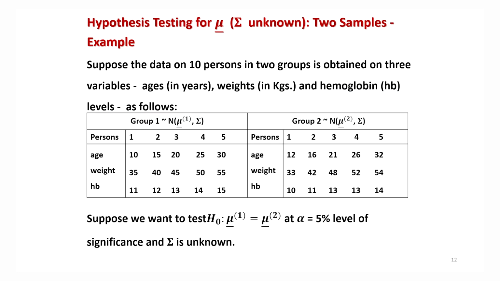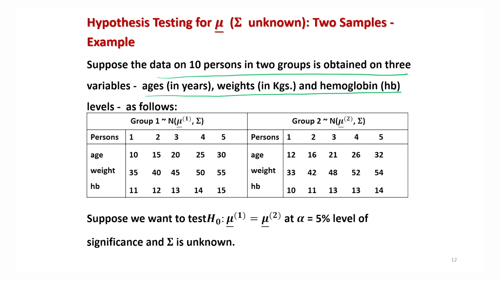So let me try to take a similar example to what we took in the one sample Hotelling T-square test. Earlier we had data on only one sample. Now we will be considering data on two samples. Suppose data on 10 persons in two groups is obtained on three variables: age in years, weight in kilograms, and hemoglobin level in HB.